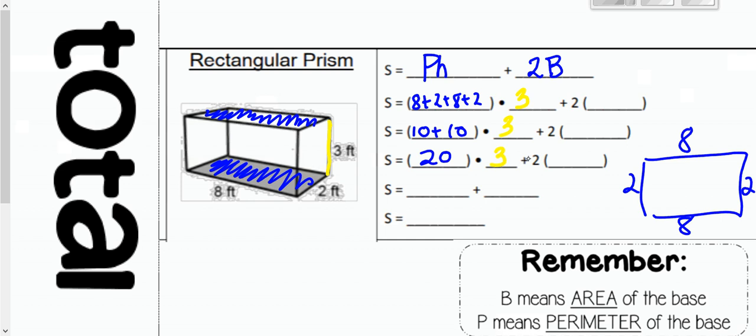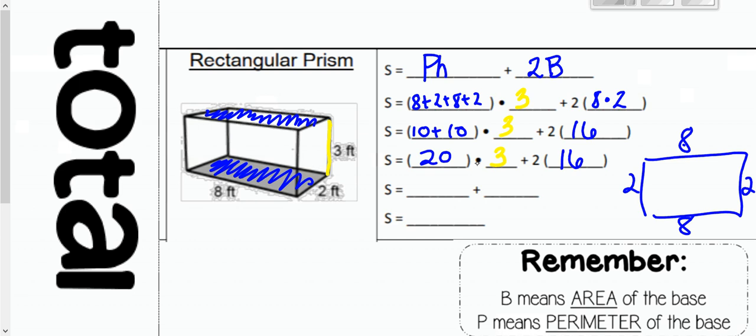And now I need to add 2 times the area of my base. So to find the area of this shape, I need to make sure that I'm doing 8 times 2. So to find the area, I'm going to do 8 times 2. Okay, so 8 times 2 is 16. So I know I'm going to do 2 times 16. So now I have it all broken down.